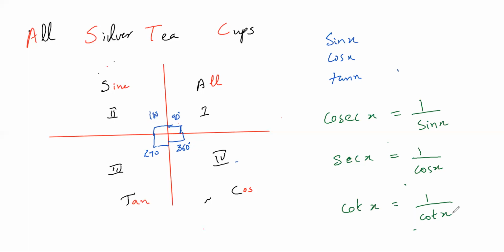Or else, what is cot x? Not 1 by cot x, it is 1 by tan x. Or else I can write it as cos theta by sin theta. Why? Not theta, theta is the angle. Since I've taken the angle as x, I'll take it as x: cos x by sin x. Because tan x is sin x by cos x. So since cot x is equal to 1 by tan x, I wrote cos x by sin x, the opposite of the same. That's all.